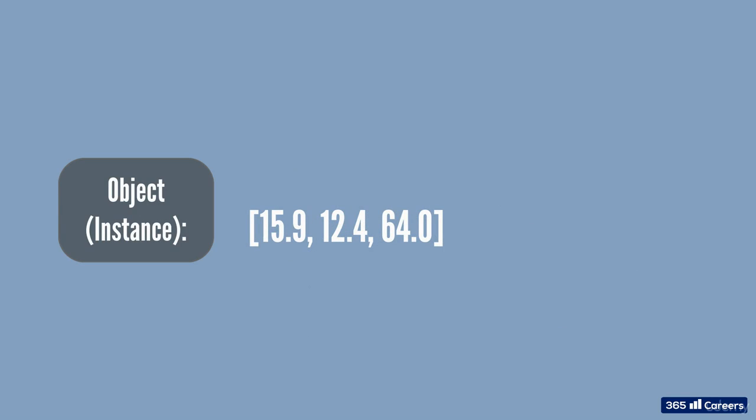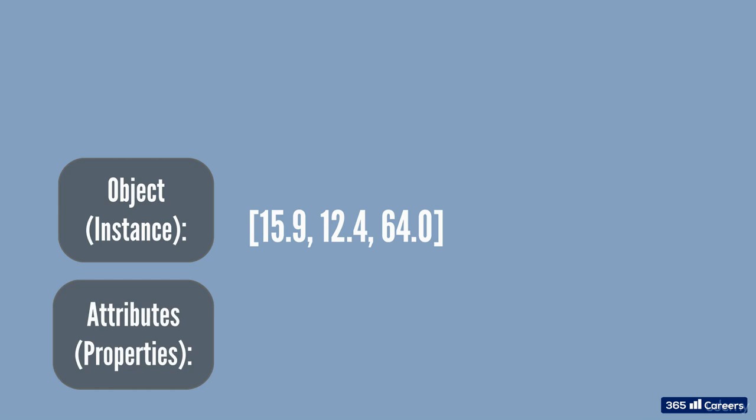Let's provide a practical example that will help you visualize these concepts even better. We can create a list with 3 floats, and it will be our object. Sometimes, people will refer to objects with the word instance, or they may say properties instead of attributes. This is fine, as these terms can be used interchangeably.